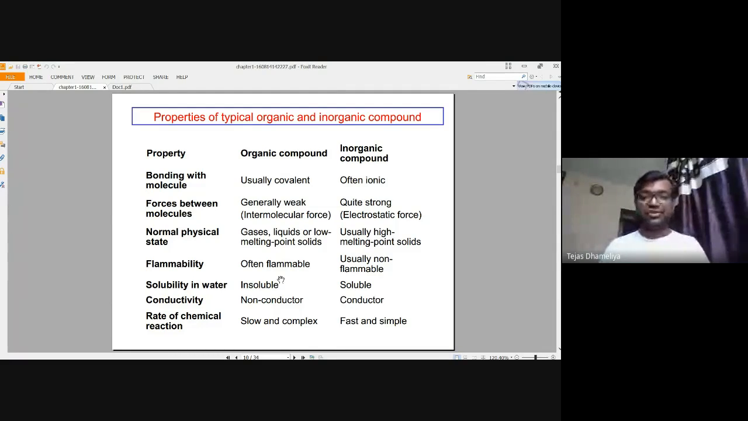What is written as completely insoluble is not true. But majority organic compounds are insoluble in water. If you want to say it in one sentence, majorly organic compounds are insoluble in water. But inorganic compounds are soluble, such as sodium chloride, sodium bromide, potassium iodide, or sodium iodide, and sodium fluoride. All these compounds are soluble in water because they have ions, and water is also made up of ions.